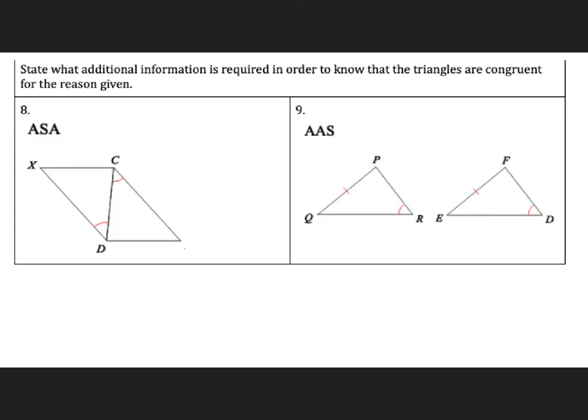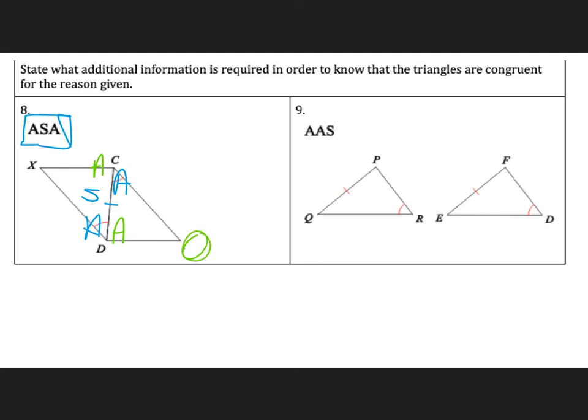Last ones. Indicate what additional information is required to know that the triangles are congruent for the reason given. So we want to show these triangles are congruent by angle, side, angle. I have an angle, and then I have a side by reflexive. So that means I need another angle. That other angle has to be on the other side of the side, so it's got to be here and here.